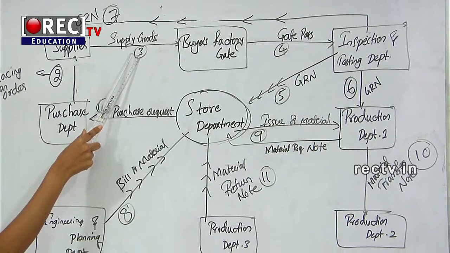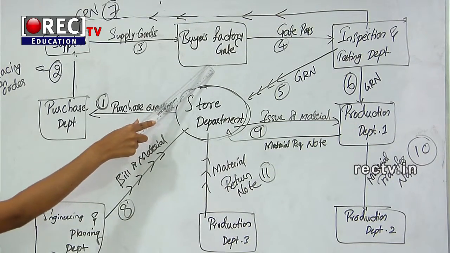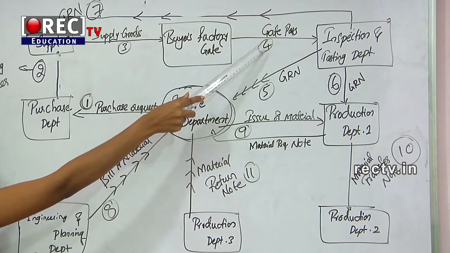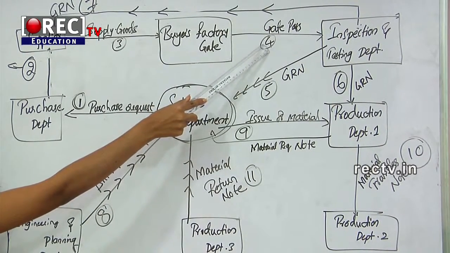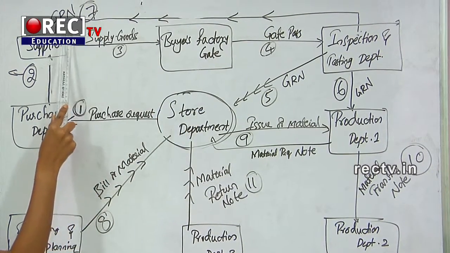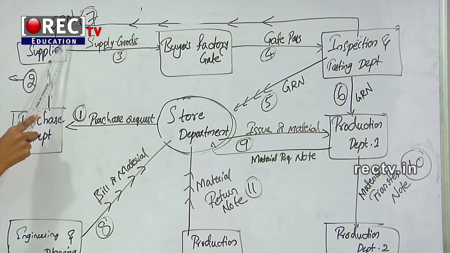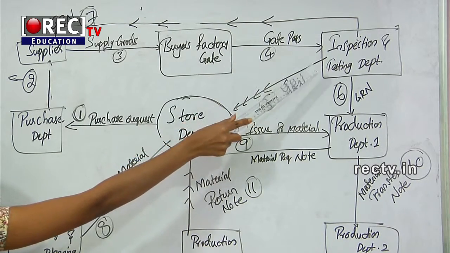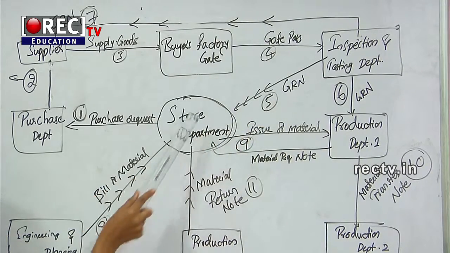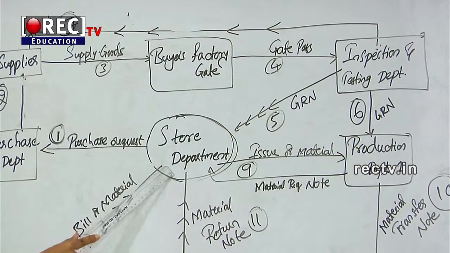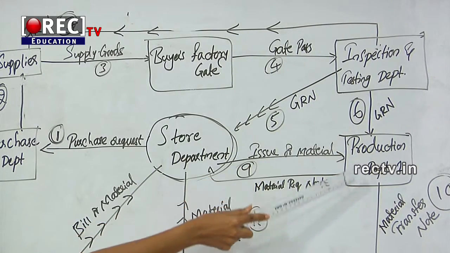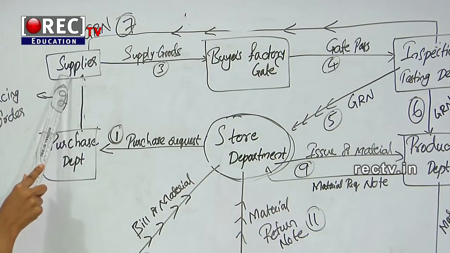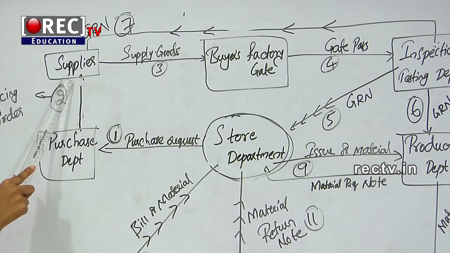When goods enter into the buyer's factory gate, the person sitting near the factory gate will inspect the goods and record all this in the goods received note. The inspection department will make 4 copies of the goods received note and give one to the stores department, another one to the production department, another one to the supplier, and another one is retained by itself.